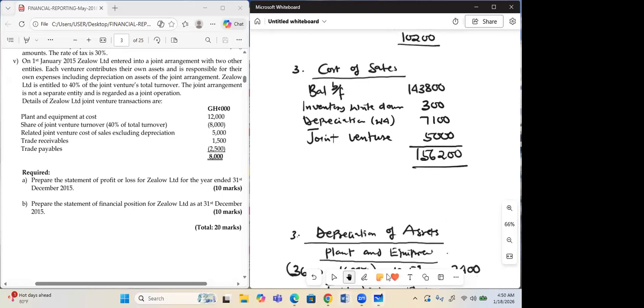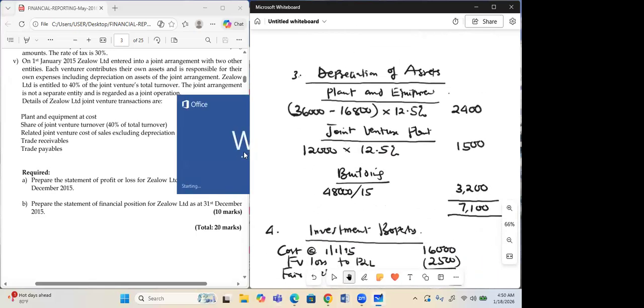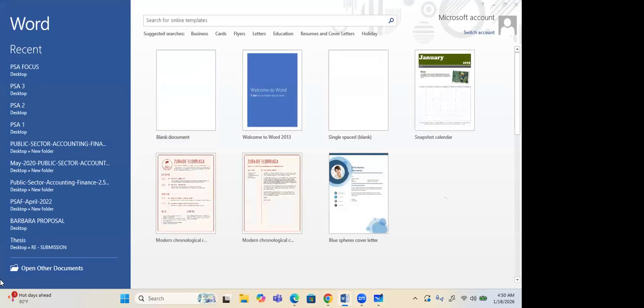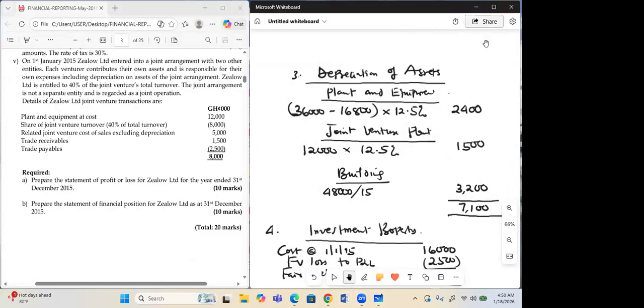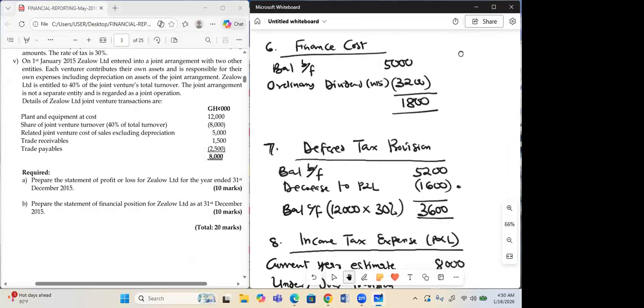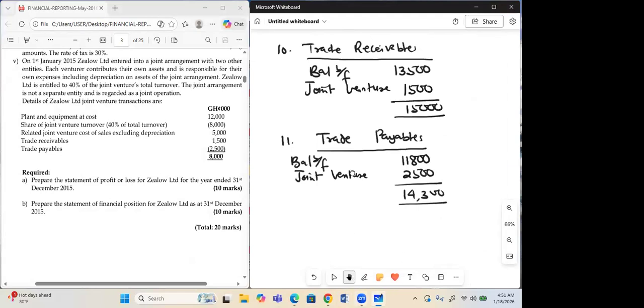Okay, so let's move on. The depreciation, we've summed it already. Investment, we summed all that. Let's close all our accounts. So I think we've closed all accounts.